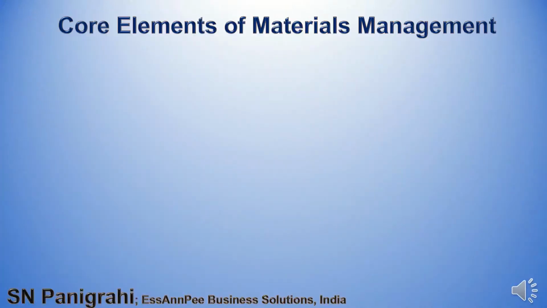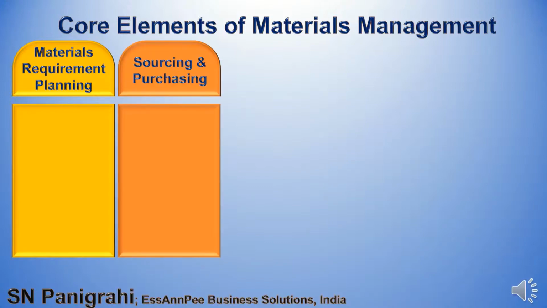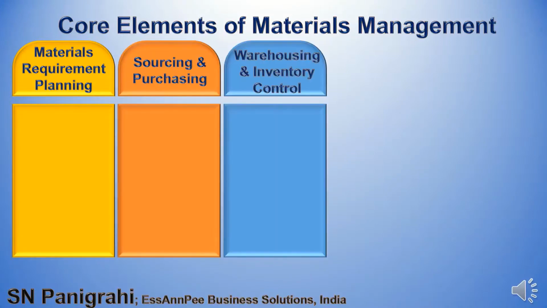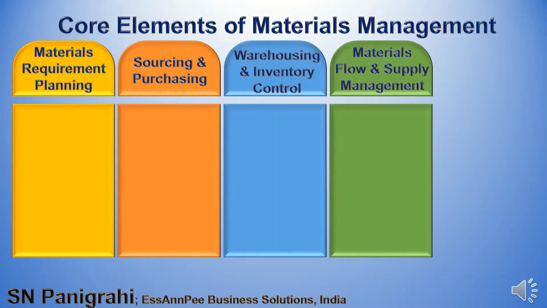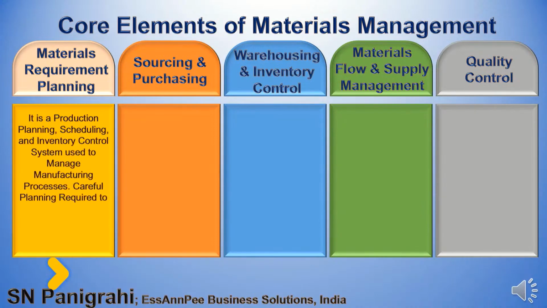Core elements of materials management: materials requirement planning, sourcing and purchasing, warehousing and inventory control, materials flow and supply management, and quality control. Materials requirement planning is a production planning, scheduling, and inventory control system used to manage manufacturing processes. Careful planning is required to maintain continuity and without impacting production schedules.